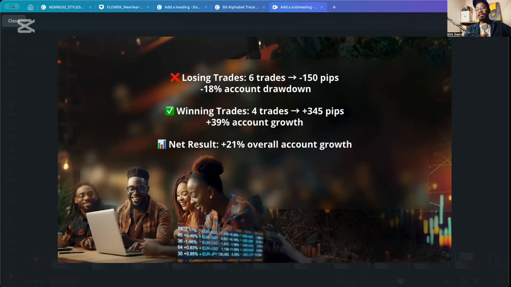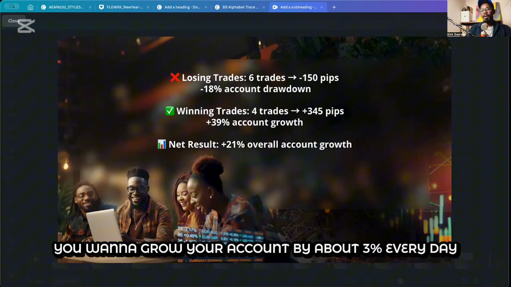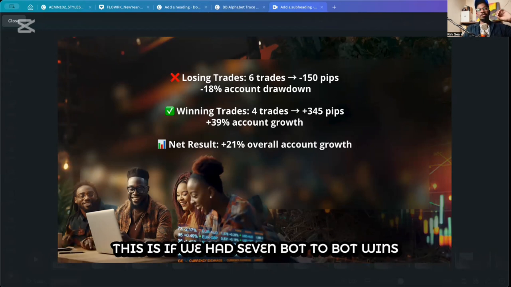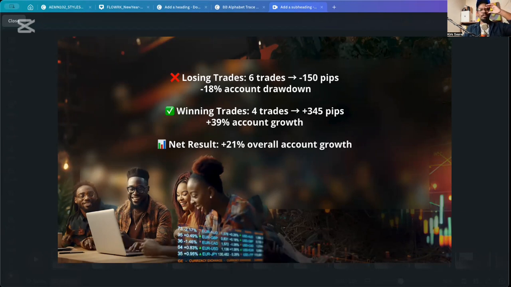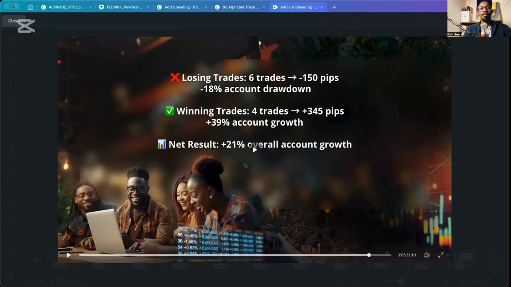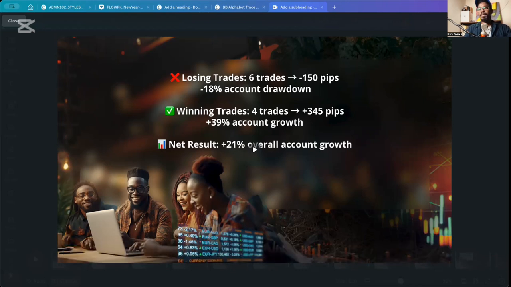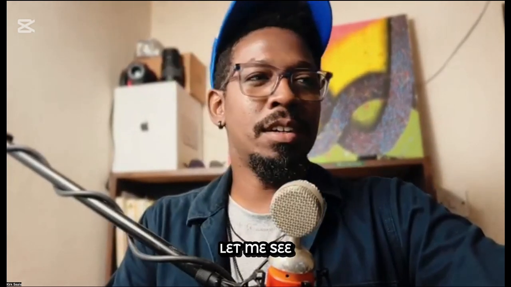That would mean that taking 3%, let's say it was 3% every day. Remember the initial goal, you want to grow your account by about 3% every day. This is what that would look like if we had 7 back-to-back wins. So your 250 would have grown. I thought I had another slide. But yeah, that's that. All right.